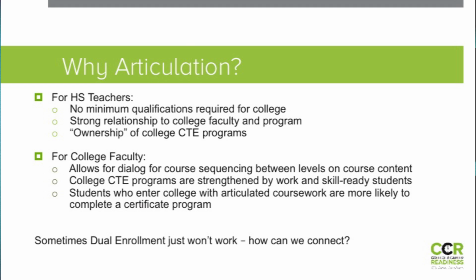Students who enter college with articulated coursework are more likely to complete a certificate program. They're more likely to persist into continuing education. And the reality is that one of the reasons we still look at articulation is because sometimes dual enrollment just doesn't work, concurrent enrollment just doesn't work. And we still have to find ways to make those connections to students. Because remember, when it comes to dual and concurrent enrollment, the college course and the high school course have to be the same course. So if we don't have similarity in coursework, how can we still connect?